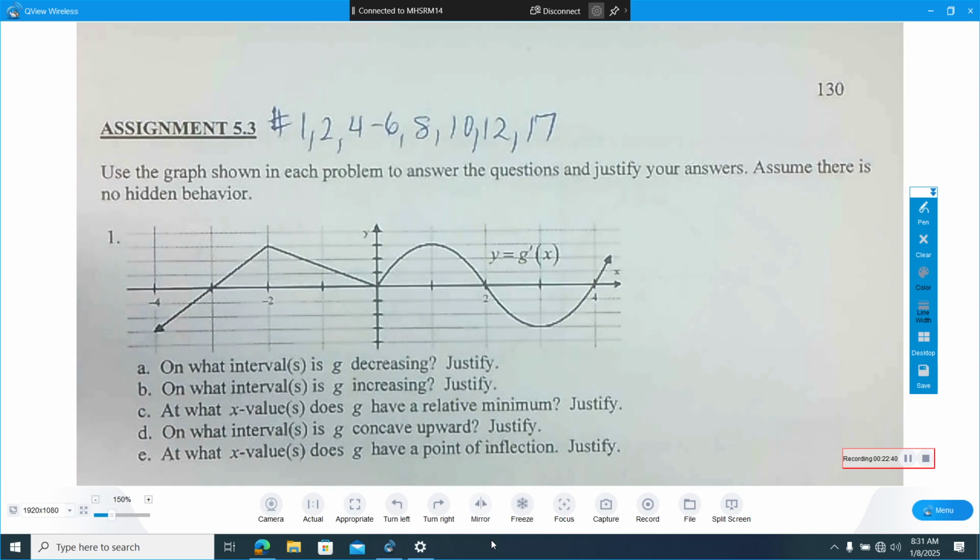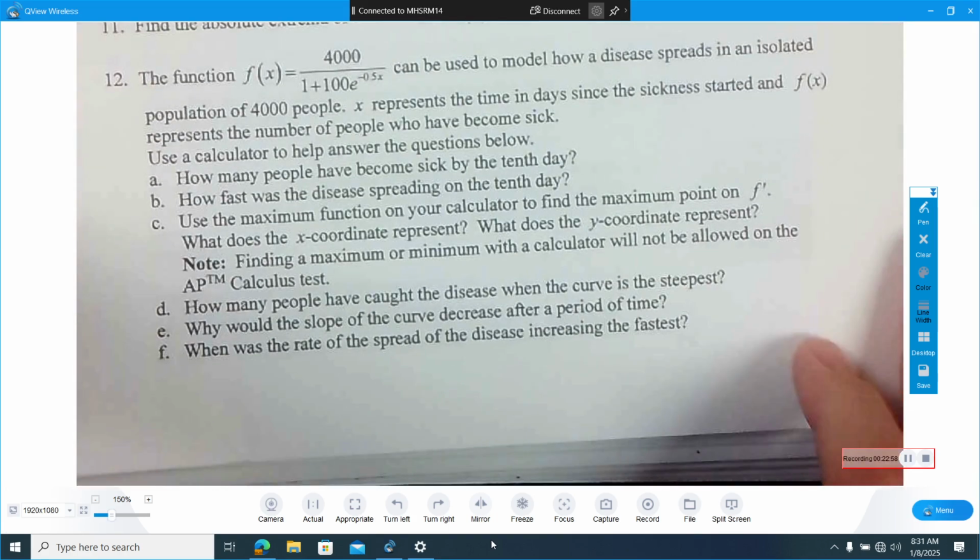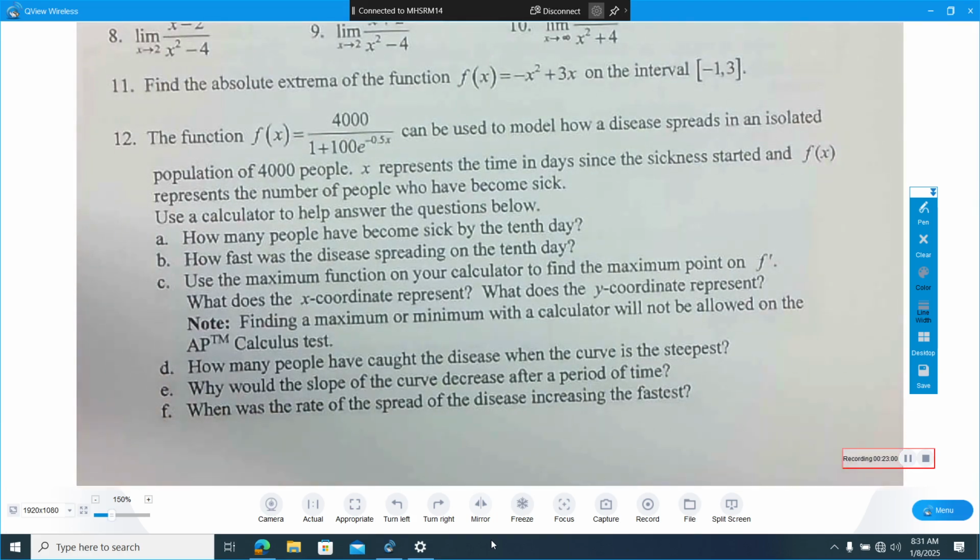And I want to show you number 12. So if you want to get out paper, we'll start with number 12 because it's just a really neat problem. And it ties into stuff that we're going to be doing later.